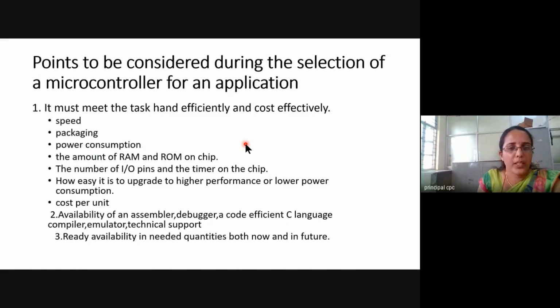So these are the points to be considered during the selection of a microcontroller for an application: speed, packaging, power consumption, amount of RAM and ROM, number of IO pins, timers, ease of upgrade, cost per unit, availability of technical support and simulation-related things, that is assembler, debugger, code efficiency, language compiler and all, and availability.